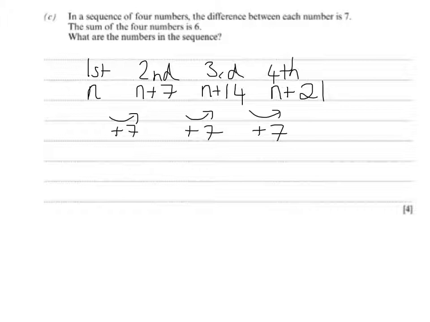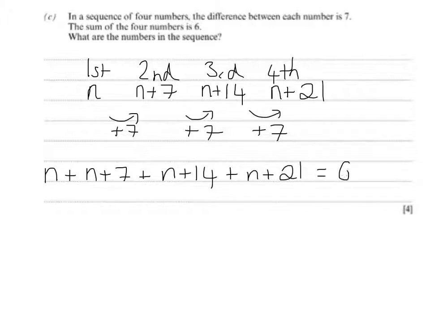Now we're going to use the fact that the sum of the first 4 numbers is 6. So basically, if I add together these 4 numbers, it will be 6. So let's write that out algebraically. So n, which is my first number, plus n plus 7, which is my second number, plus n plus 14, which is my third number, plus n plus 21, which is my fourth number, would give me 6.